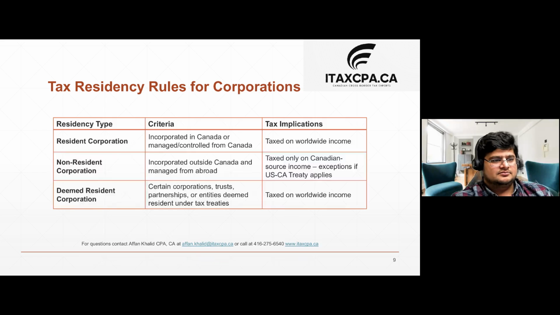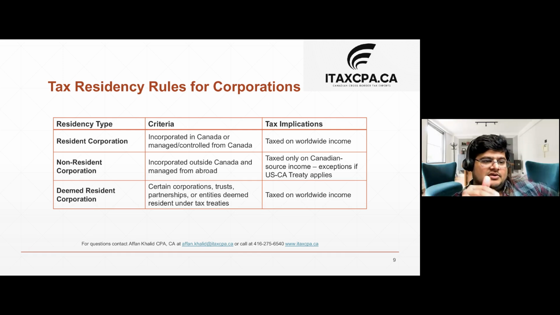Okay, for corporations, it's quite simplified, especially under the tax treaty. The comments here are without the treaty, but I will explain what happens if the treaty applies. If it's a resident corporation, it will be taxed on worldwide income.